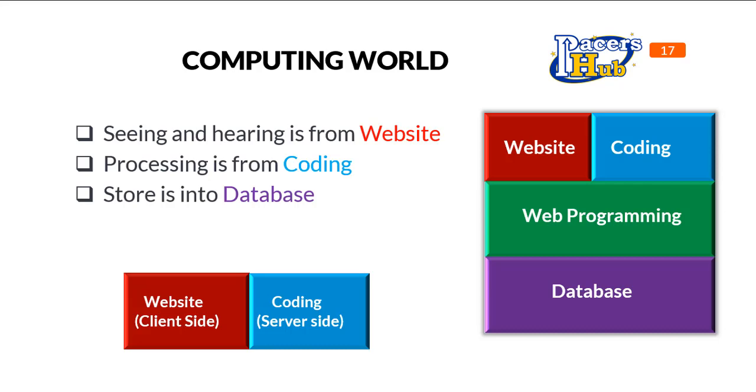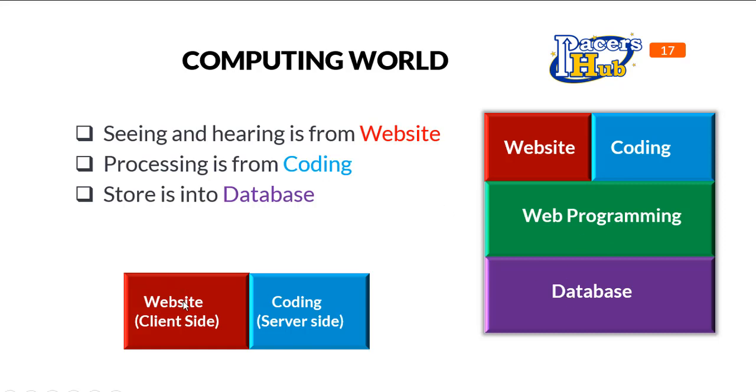We've explained that. So we now have it broken down into fields. We have the website and the coding on top, and the two of them are sitting on programming. The reason why it is web programming here is because it involves websites and coding. And everything that the web programmer does is stored in the database.